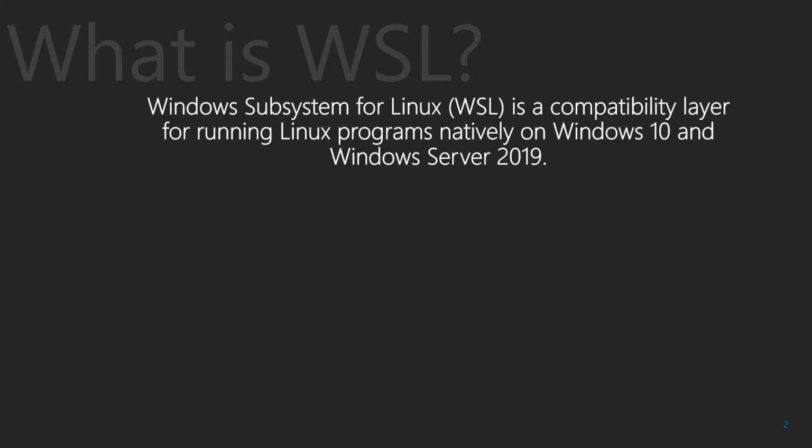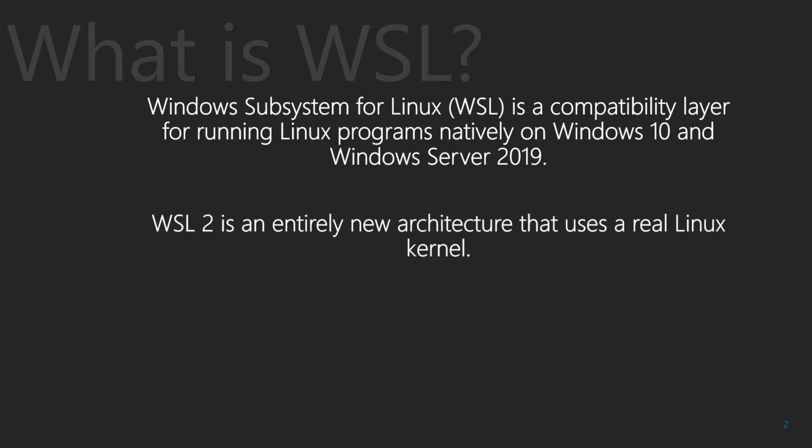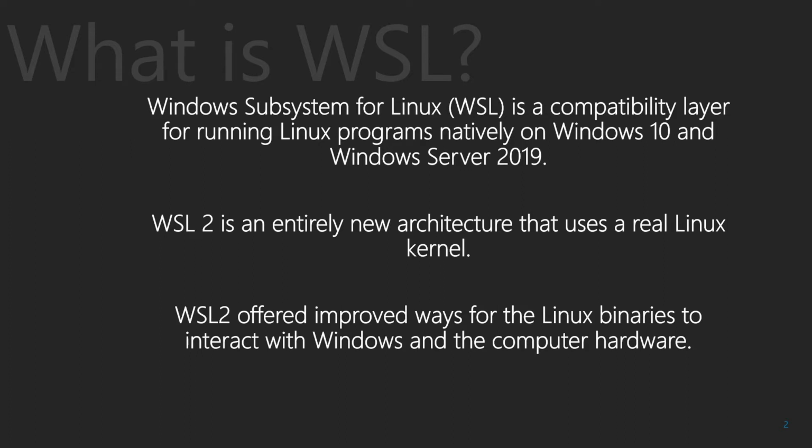WSL, or the Windows Subsystem for Linux, is a compatibility layer for running Linux programs natively on Windows 10 and Windows Server 2019. WSL2 is a new version of the architecture that powers the Windows Subsystem for Linux to run Linux binaries on Windows. This architecture changes how these Linux binaries interact with Windows and your computer's hardware, but still provides the same user experience as in WSL1. To learn more, check the reference links in the description.